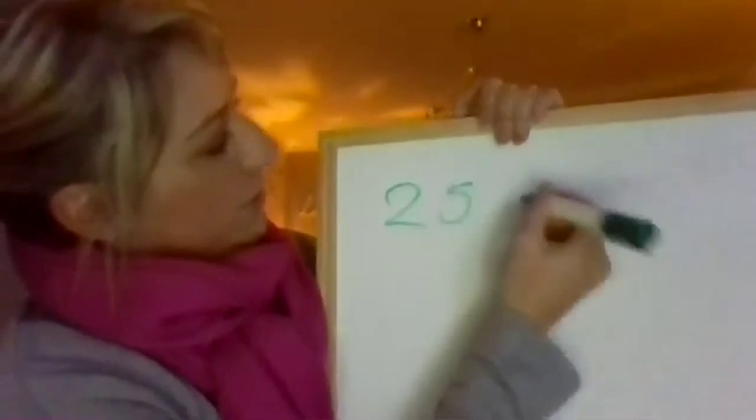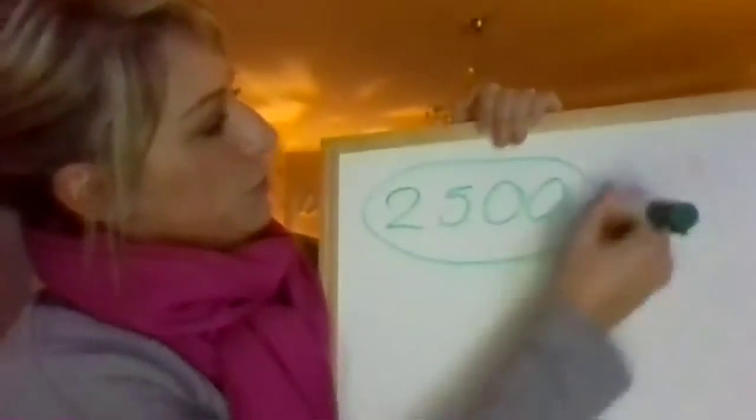So you're going to see me writing upside down now. Our first one, number 1, 2,500. Okay, so this is district manager.